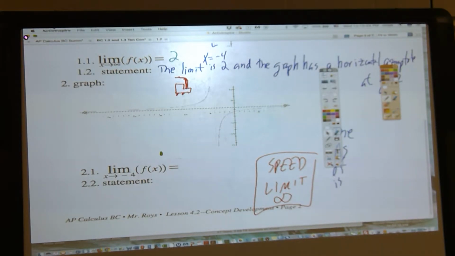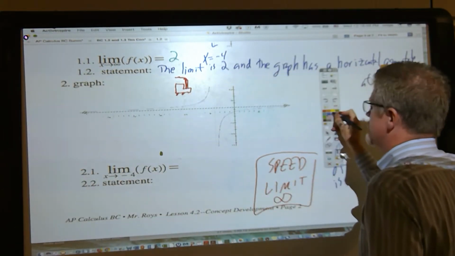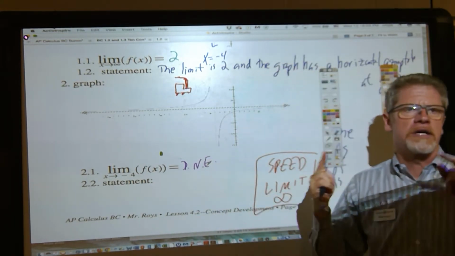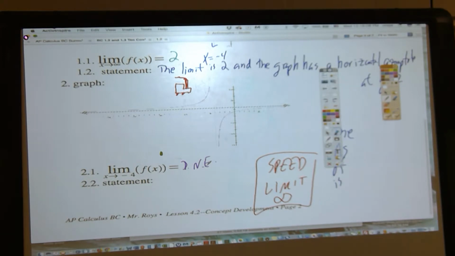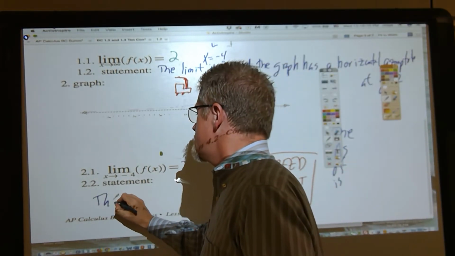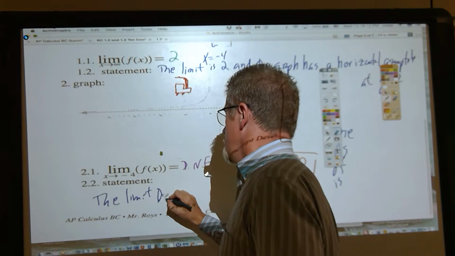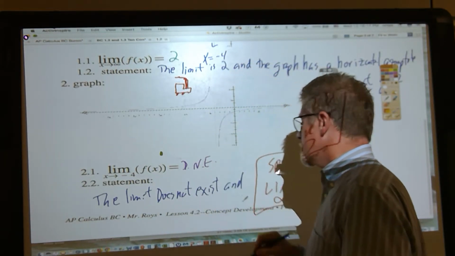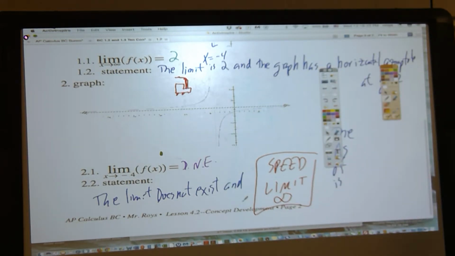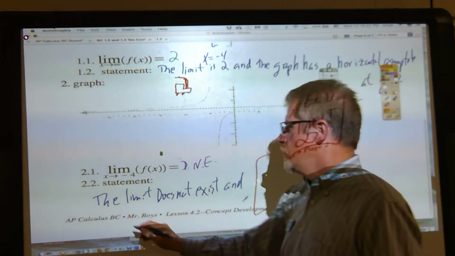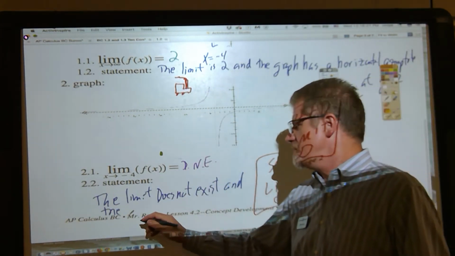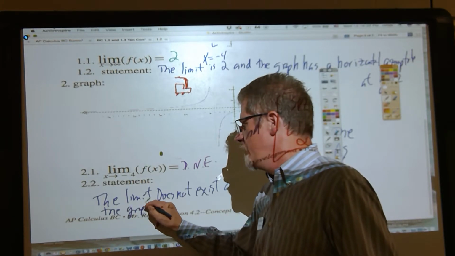So here, we can't say positive infinity or negative infinity. The only legitimate answer to this problem is DNE, which AP graders understand is an acronym for does not exist. So the statement is the limit does not exist. Does not exist, but you're not done. And it's always "and the graph," not "and it," "and the graph." Who can complete it for me? Look at the bottom half of page 1, you can tell me which one to use. The limit does not exist, and the graph.